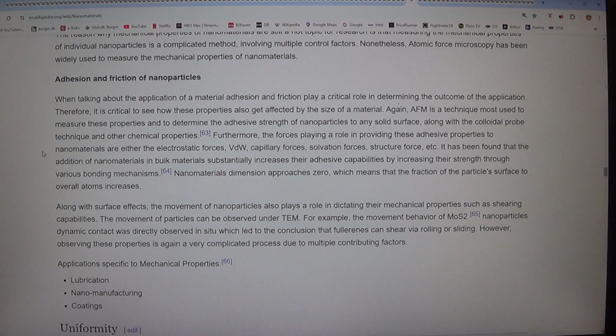Along with surface effects, the movement of nanoparticles also plays a role in dictating their mechanical properties, such as shearing capabilities. The movement of particles can be observed under TEM. For example, the movement behavior of two nanoparticles' dynamic contact was directly observed in situ, which led to the conclusion that fullerene ends can shear via rolling or sliding.